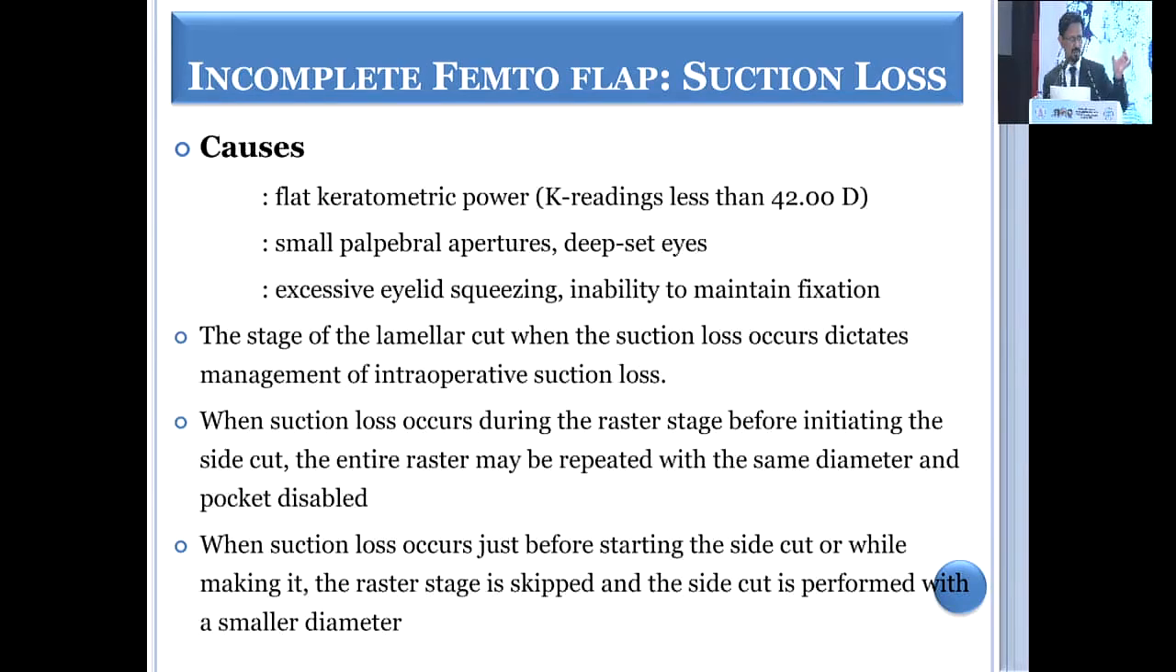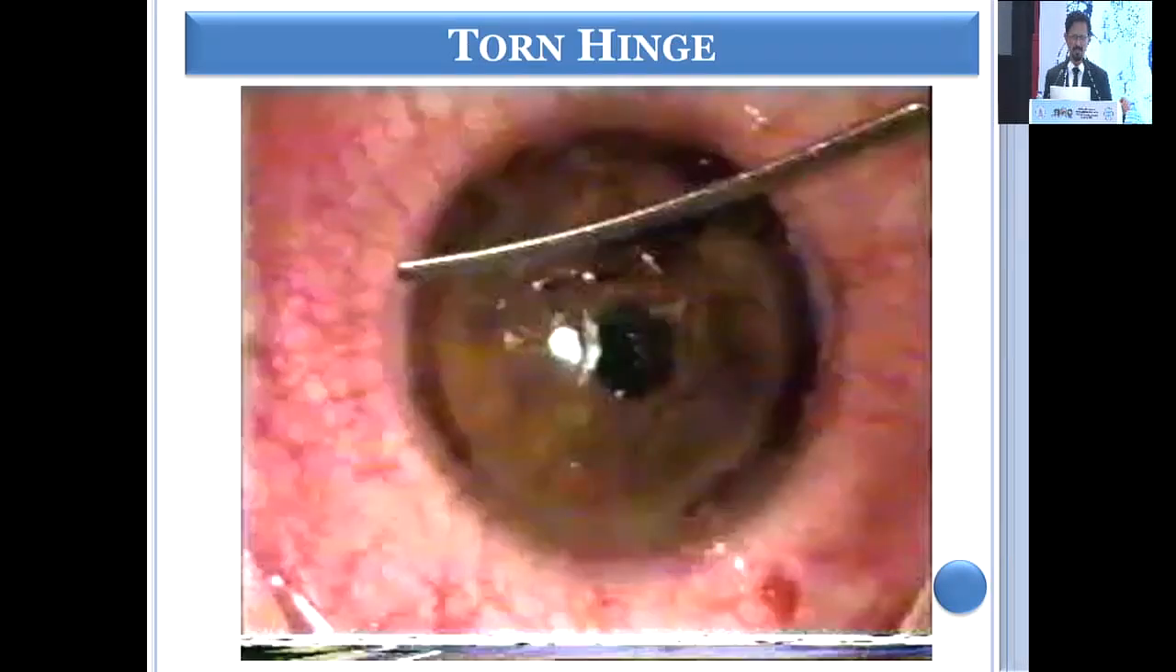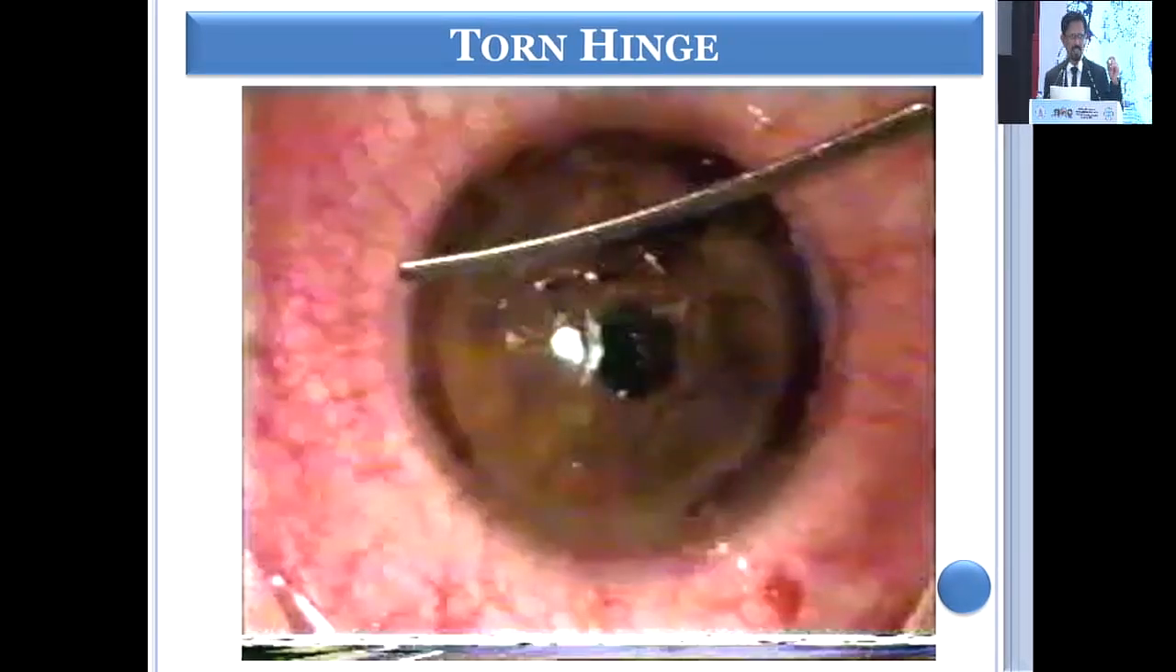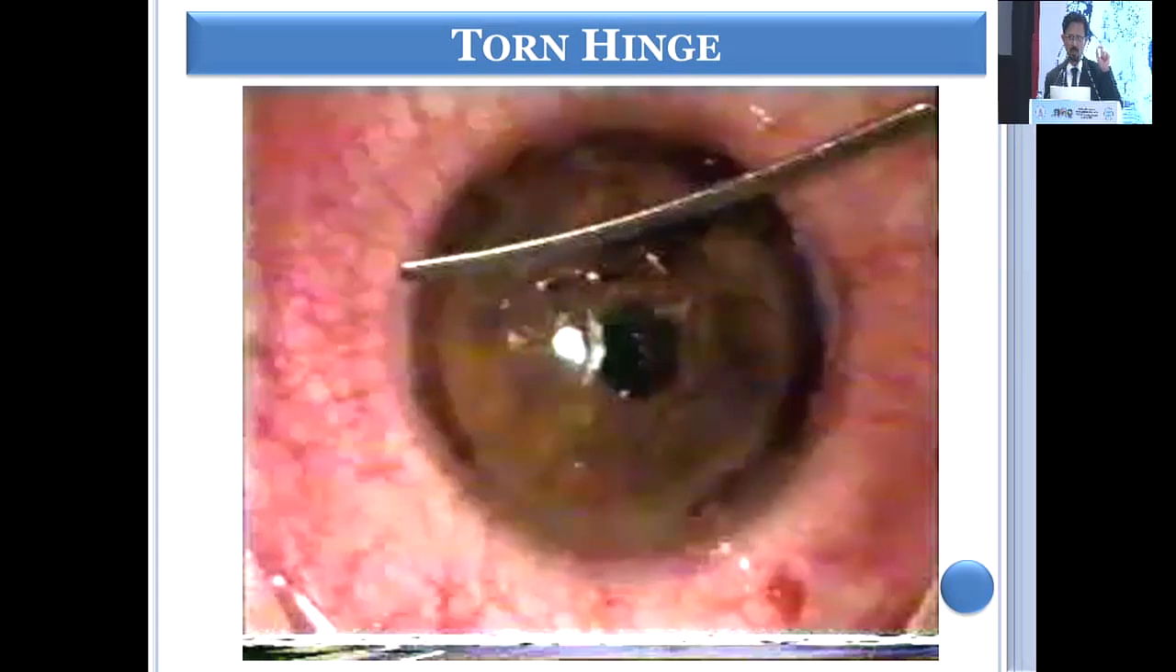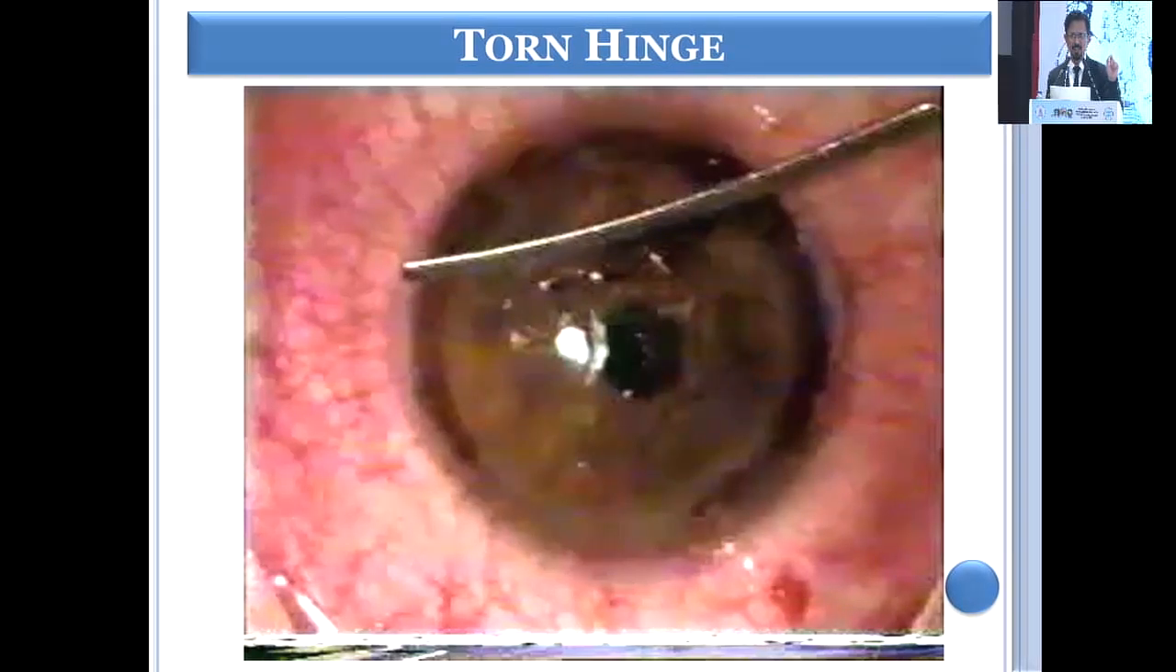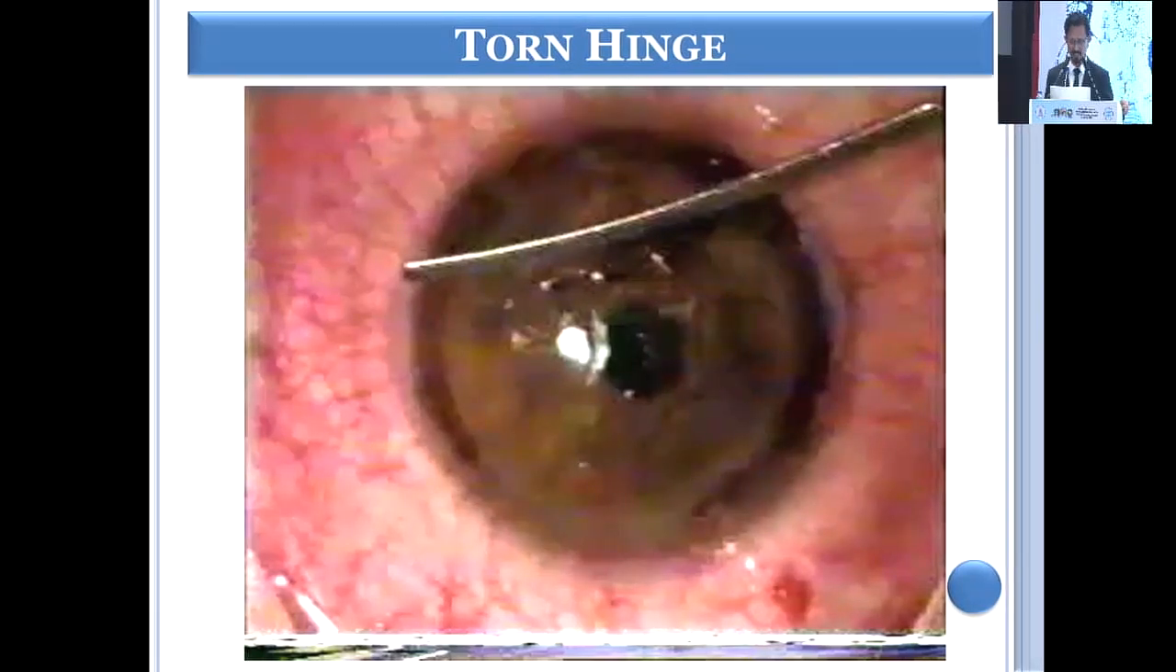Sometimes your side cut, the pocket cut, does not happen, because at that time there is suction loss. In that case, you can reduce the size of the cap and do just a side cut so that you can remove the lenticule. But that should be done only 0.2 millimeters smaller. You can't go much inside, otherwise you will not be able to dissect the lenticule.